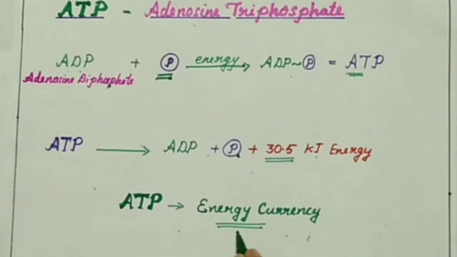So for all these metabolic cellular activities, or energy driven metabolic activities, what is needed? The ATP molecules are needed.